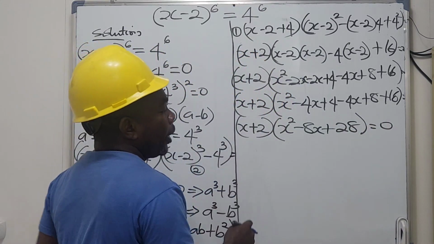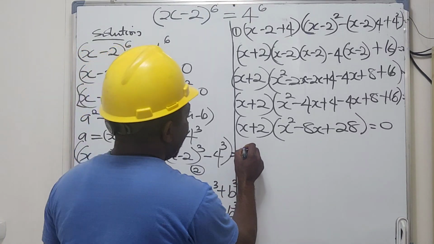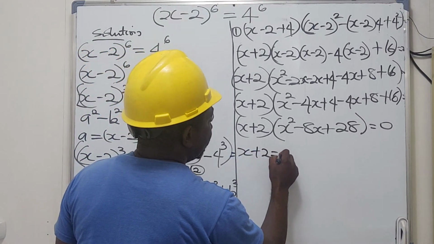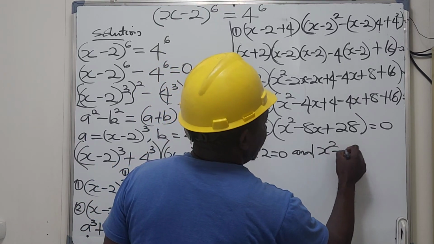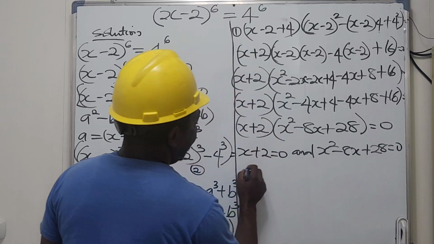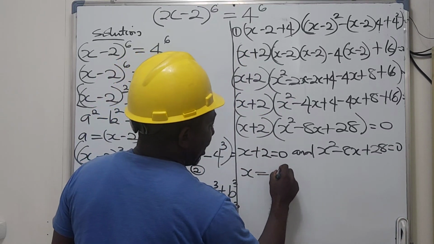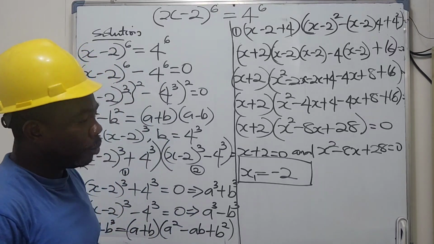So this will become the first parenthesis equals to 0 or the second parenthesis equals to 0. So we have x plus 2 equals to 0, and also we have x to the power of 2 minus 8x plus 28 equals to 0. So the first one, x equals to minus 2. So this is the first value of x, which is x1 equals to minus 2.